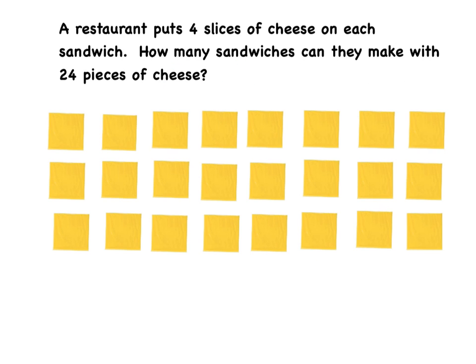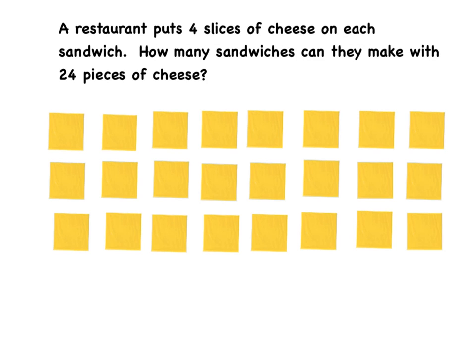So now we have a new problem here. A restaurant puts 4 slices of cheese on each sandwich. How many sandwiches can they make with 24 pieces of cheese? So what I want you to do is first try to figure out if this problem is asking for how many are in each group or how many groups are there. Then what I'd like you to do is, using your counters, represent what happens as you do the division problem. And then finally, try writing an equation that models this situation. So I want you to go ahead and pause the video for a moment while you do your work.